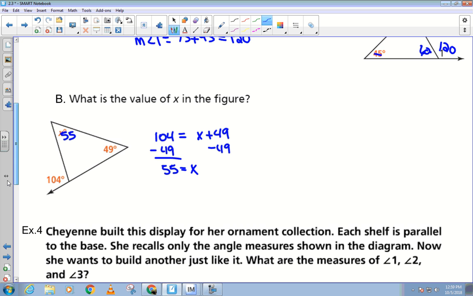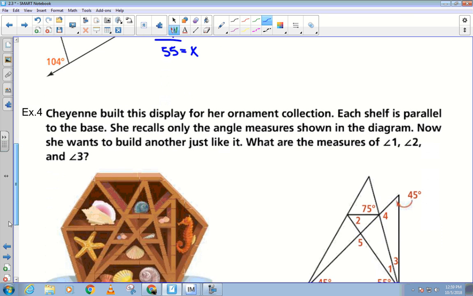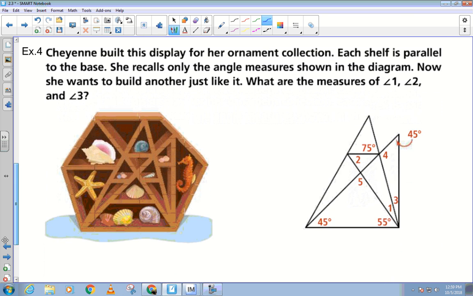All right, one last one, and this one takes a little bit of thought. And it's important to read the directions. I tried to do it without reading the directions. Perplexed. Okay, Cheyenne built this display for her ornament collection. Each shelf is parallel to the base. Important piece of information. She recalls only the angle measures shown in the diagram. Now she wants to build another just like it. What are the measures of angle 1, 2, 3, and then I also want 4 and 5?